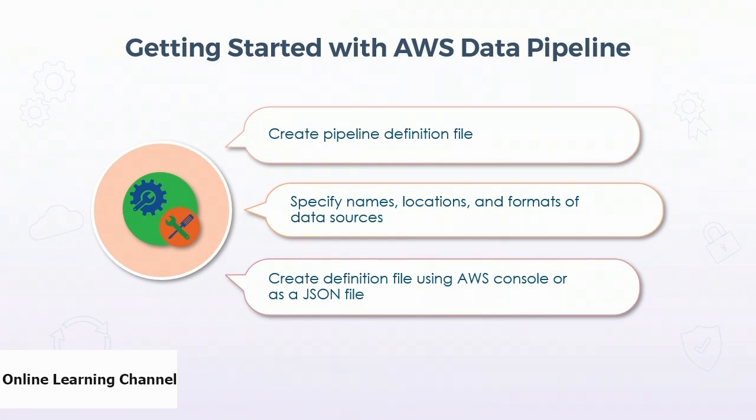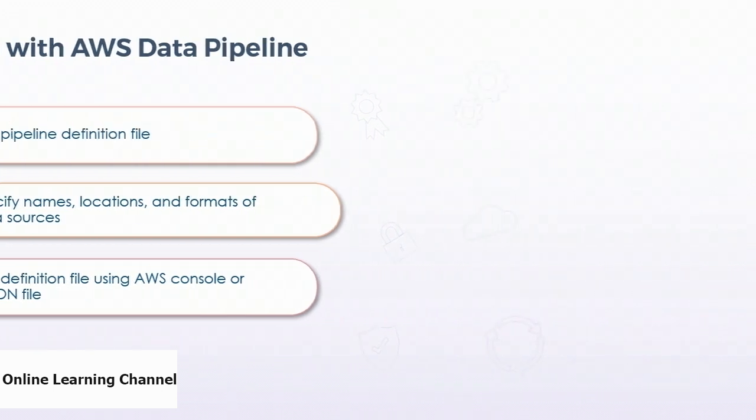This pipeline definition can be created graphically using a simple interface on the AWS console, or by writing a JSON file in the format used by the command line interface. It can also be created programmatically using the AWS Data Pipeline APIs.